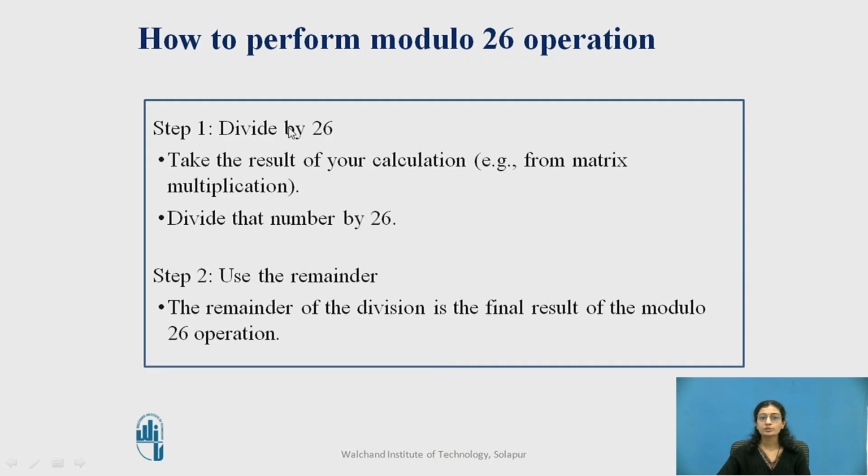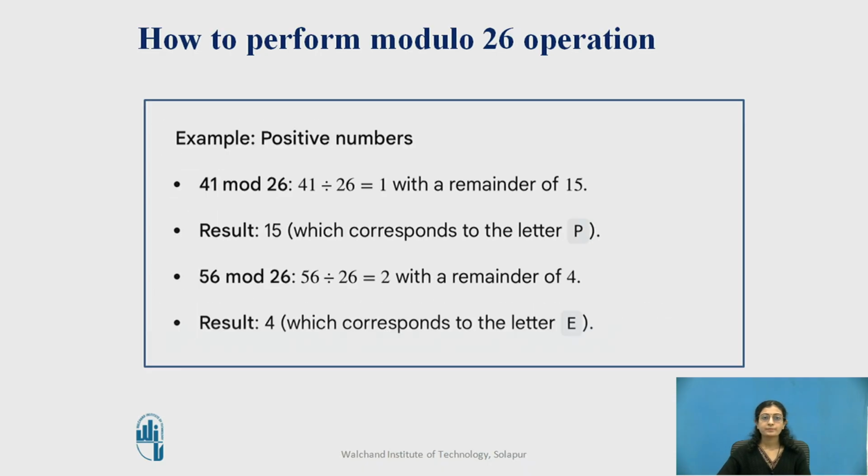Now we have to perform the modulo 26 operation on the obtained values. To perform the modulo 26 operation, we take the result of the matrix multiplication and divide it by 26. Then we use the remainder. Whatever the remainder of the division is, it is the final result of the modulo 26 operation. Let's see an example of how to do this.